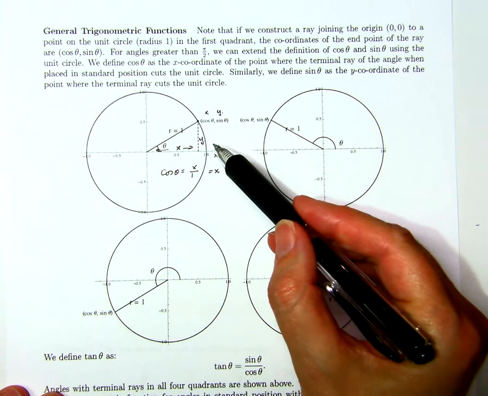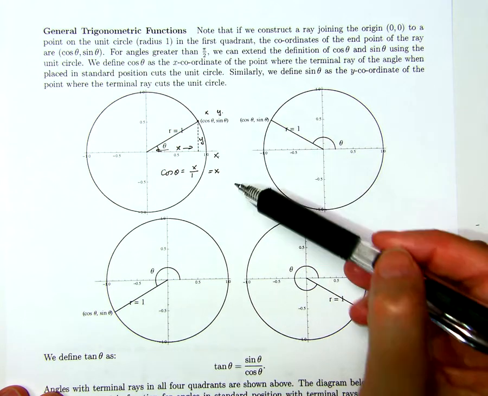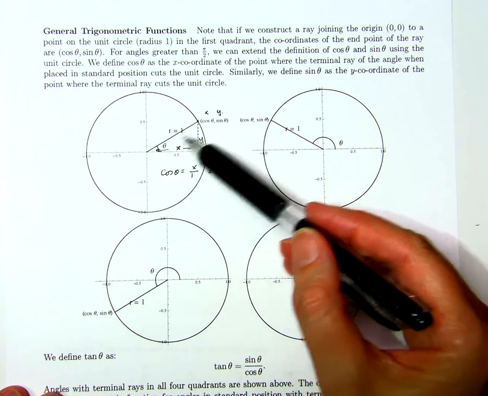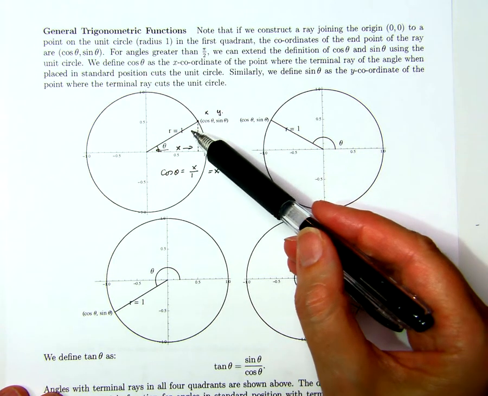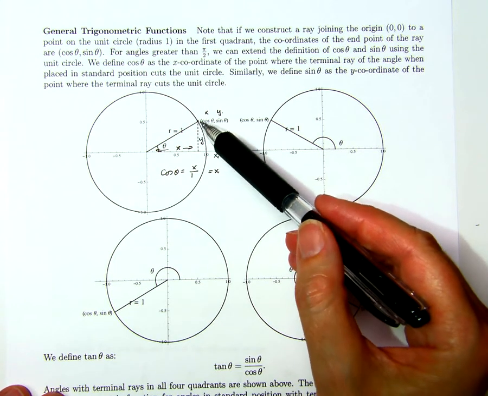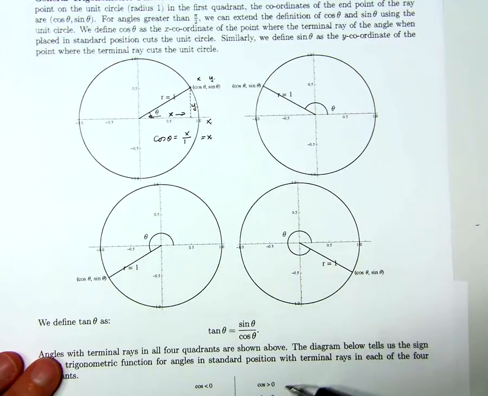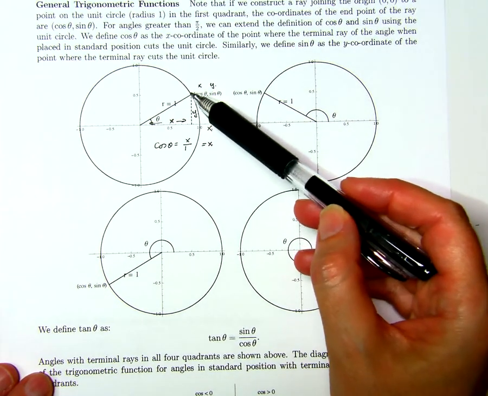And we see this is compatible with the definition we gave before for angles between 0 and pi over 2. And the picture looks like this. For angles between 0 and pi over 2, the ray from the origin is entirely in the first quadrant, and in particular this point on the unit circle is in the first quadrant. And so the cosine is positive, the sine is positive, and the tangent is positive here.